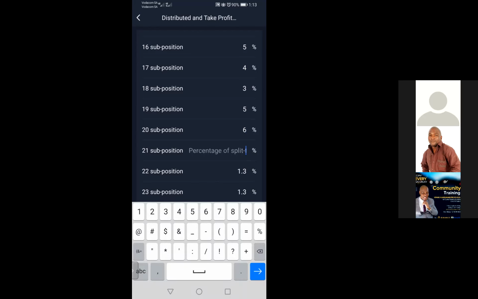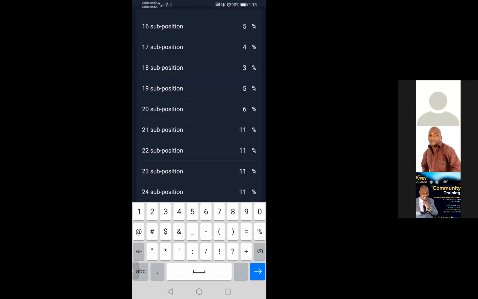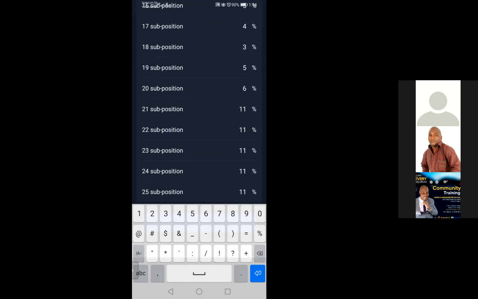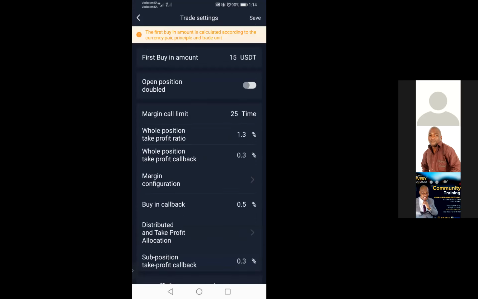And then remember from 21, it was 10, 10, 10, 10. Here you make 11 going down, 11, 11. They just overlap with 1%. It's correlation, that's it. 11 everywhere. Then you can confirm, and now you can save.